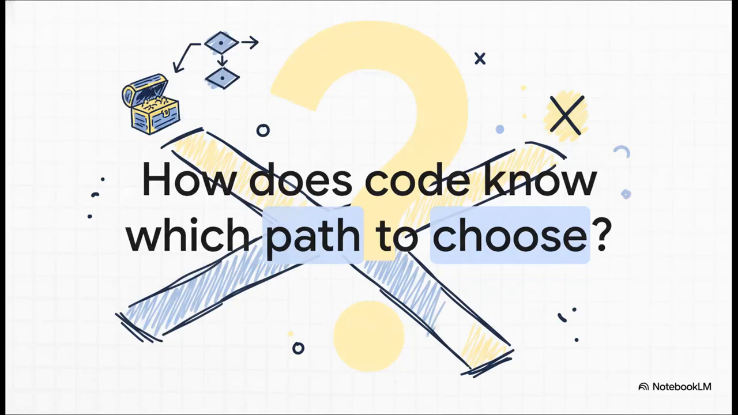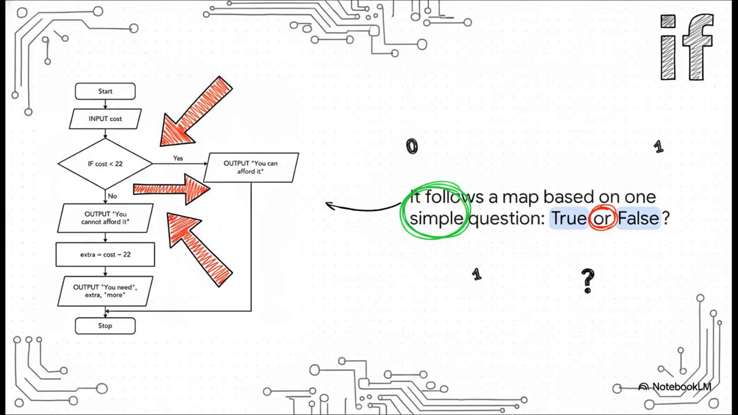And that's the big question, isn't it? If the code isn't just a straight line, how in the world does it know which path to take? What's the secret sauce that lets it make all these choices? Well, that is exactly what we're about to find out. Turns out it all comes down to a really simple map, kind of like this flowchart here.